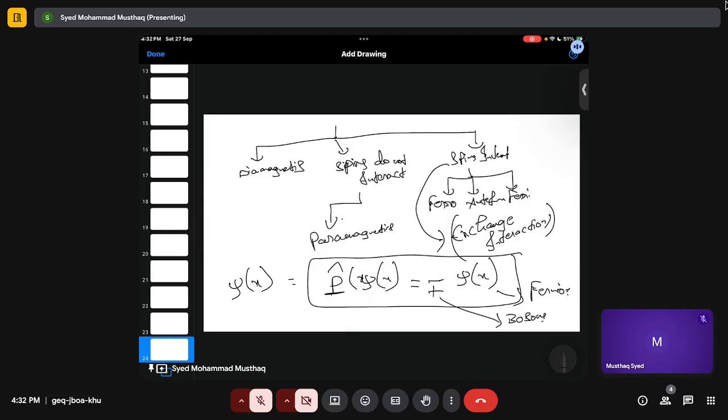And luckily, unluckily, our electrons belong to the fermions group. So whenever you apply a parity operator to any wave function of an electron, that parity operator will emit a negative sign. Please keep that in mind.